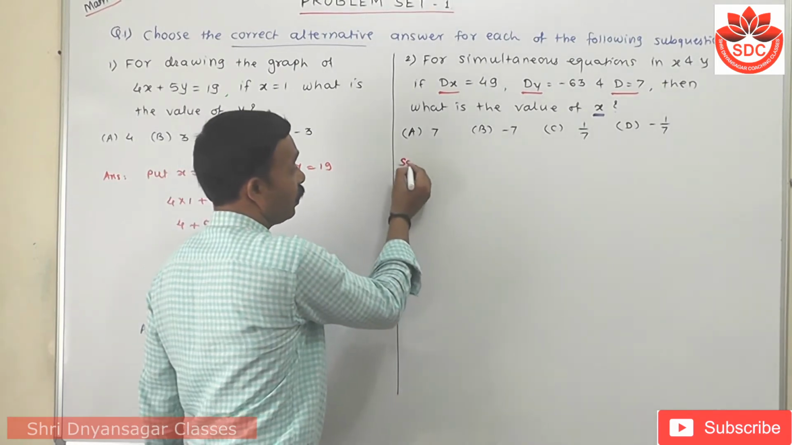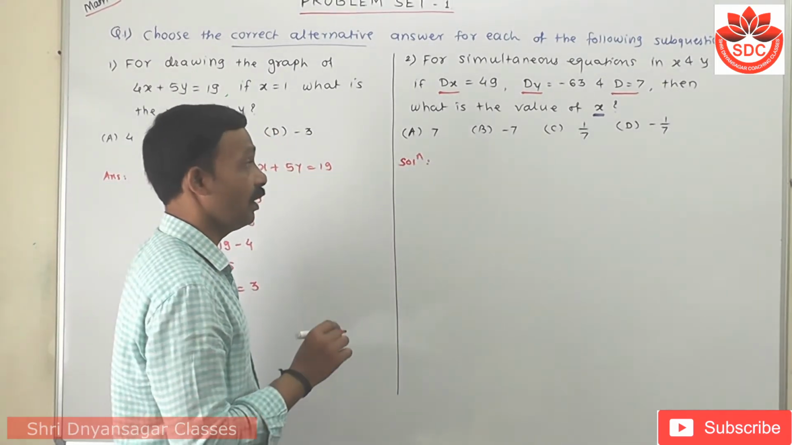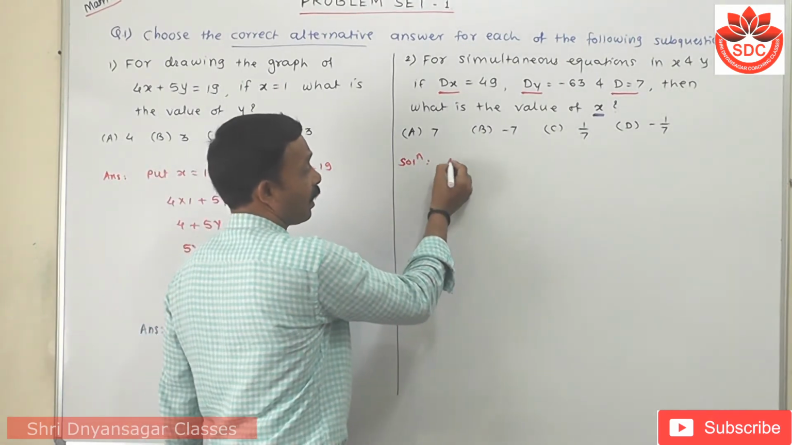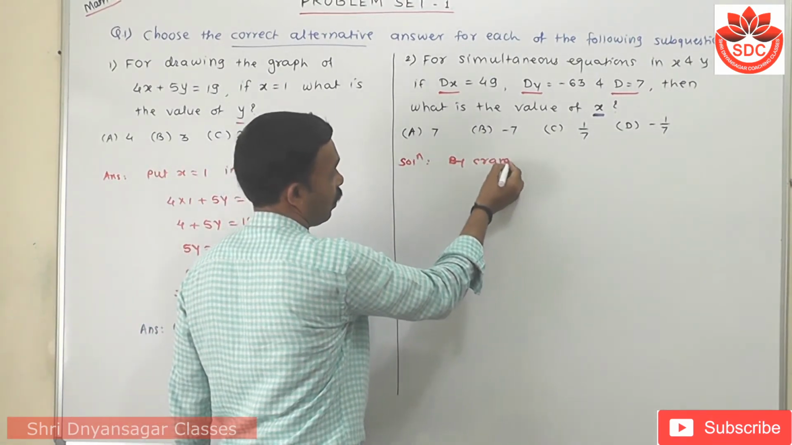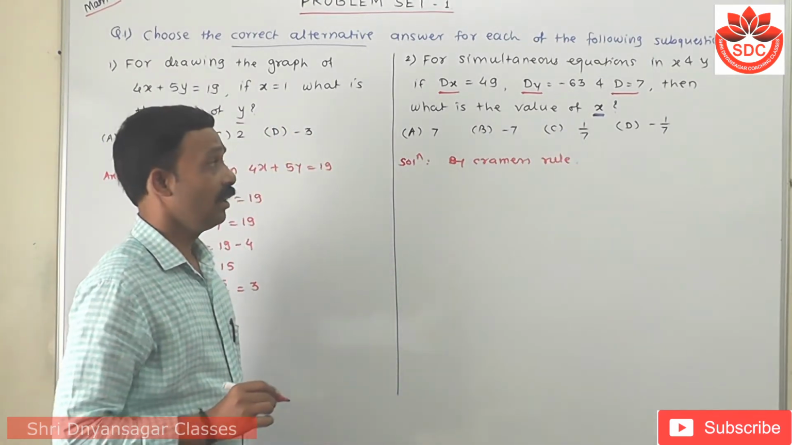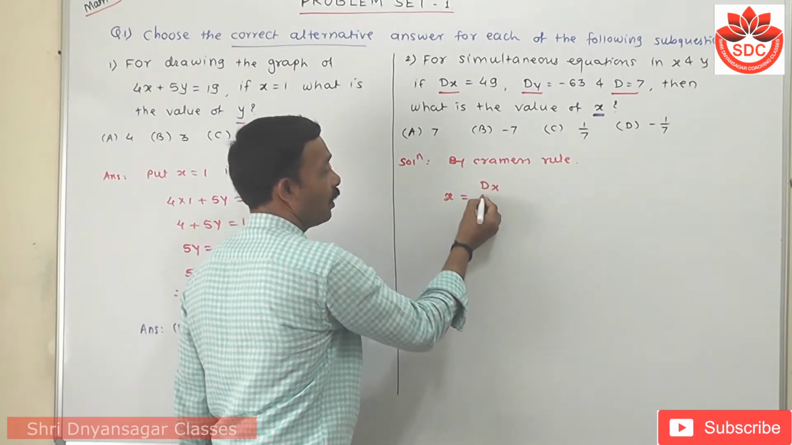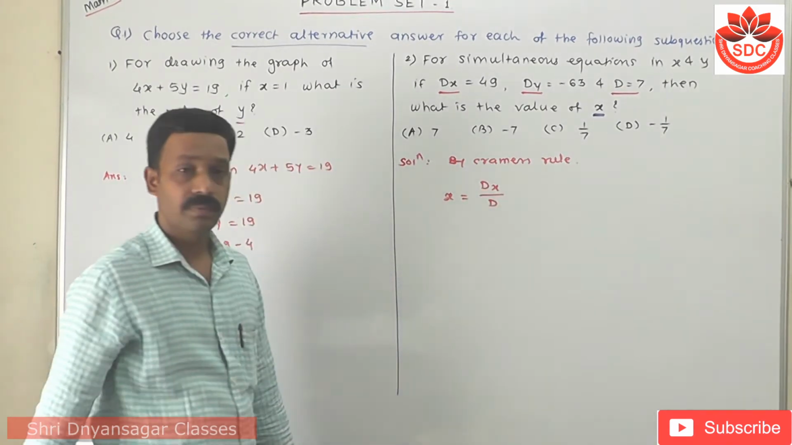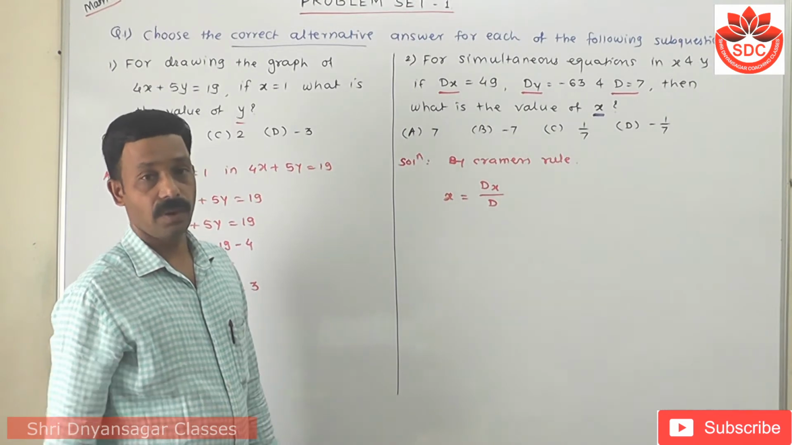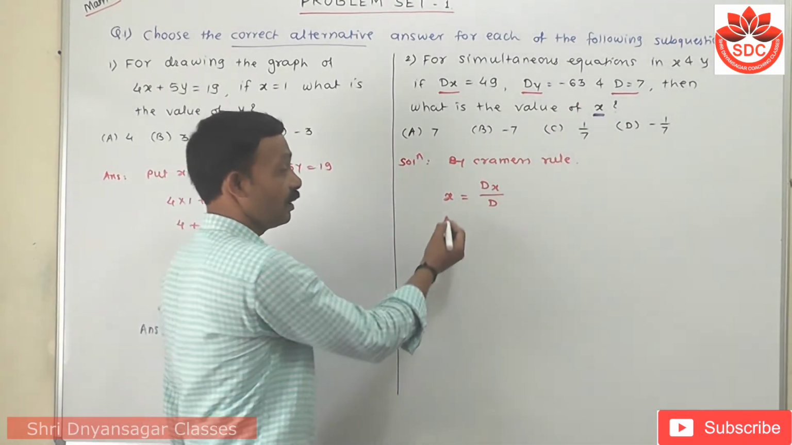Now I have taken solution. You don't write the solution at the time of examination. Now by Cramer's rule, this rule is that the value of x is equals to the formula Dx upon D and for y, Dy upon D. But here we have to only find out the value of x, so I have to take only this one.